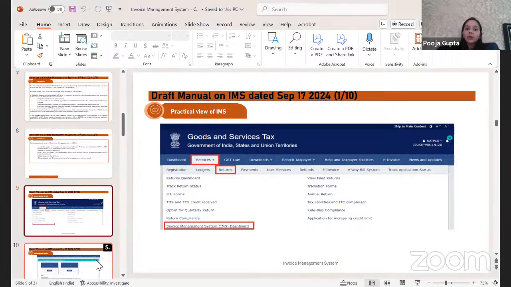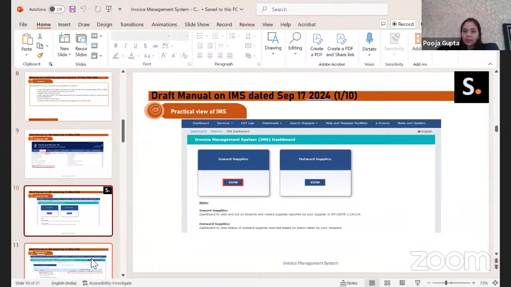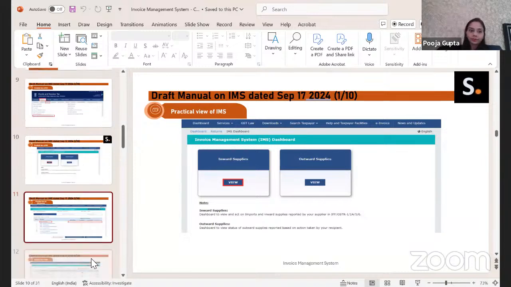Here you will be able to see two views. One is for inward supply, the other one is for outward supply. Inward supply is from the recipient's point of view, and outward supply is where the taxpayer has raised invoices on their customers. So it will show the picture in terms of inward and in terms of outward as well, in terms of recipient or in terms of supplier. Both views we will be able to see on the IMS dashboard. First of all, we are going to discuss the inward supply part under the IMS dashboard.